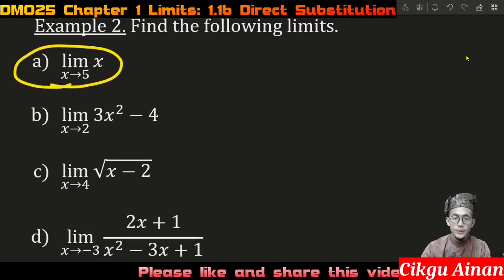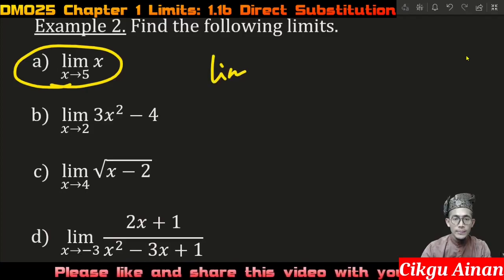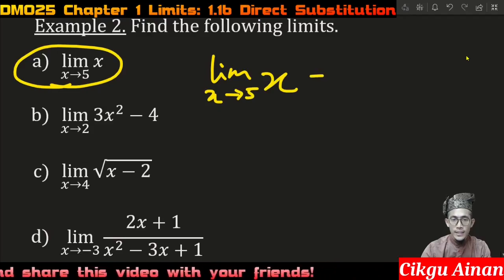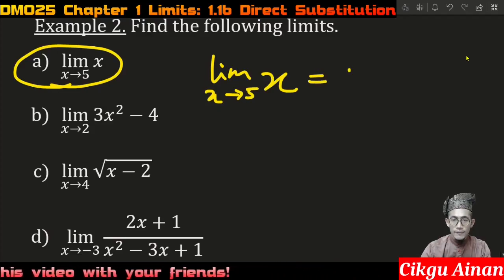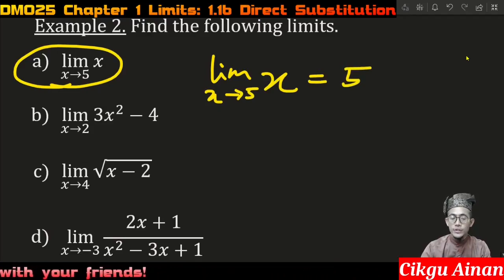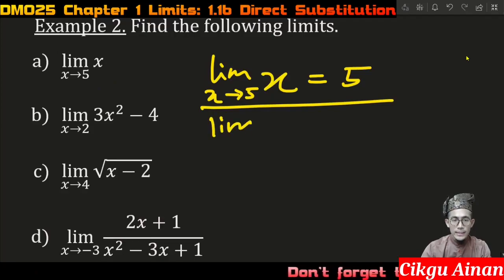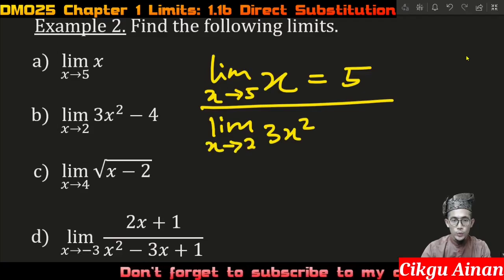Example 2a. So the limit of x as x approaches 5 is just 5. Okay, we just substitute the value, as I said. Now the second one is the limit of 3x squared as x approaches 2.